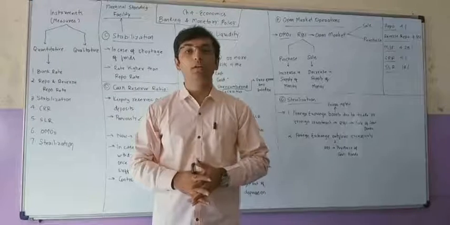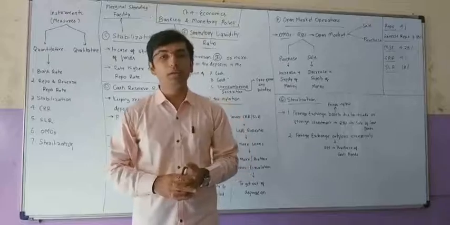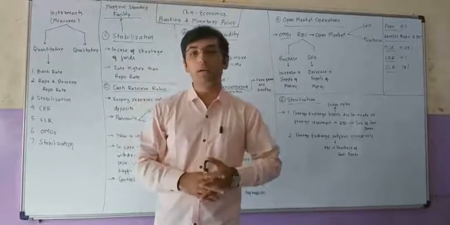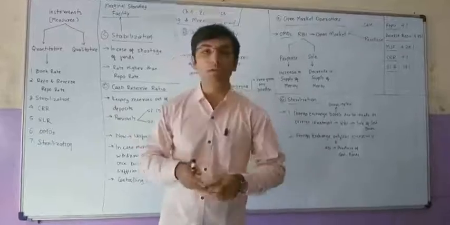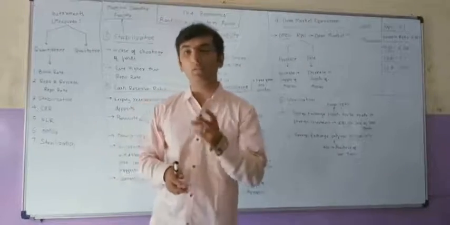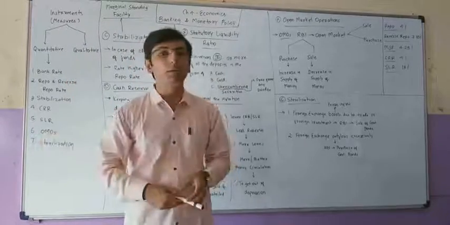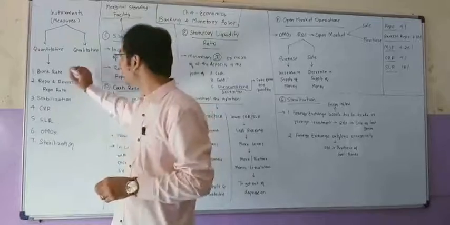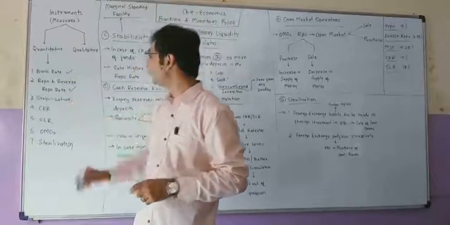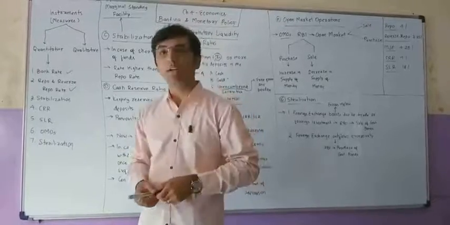Hello everyone. So we are back in chapter number 4 of economics, that is banking and monetary policy. In our previous video, we started this topic and discussed the measurements of monetary policy. There are two kinds of monetary policy instruments, quantitative and qualitative. In our previous video, we discussed two quantitative measures, those were bank rate and repo rate and reverse repo rate. Today, we are going to discuss the rest of those quantitative measures.